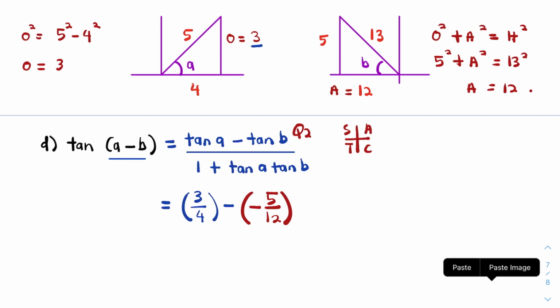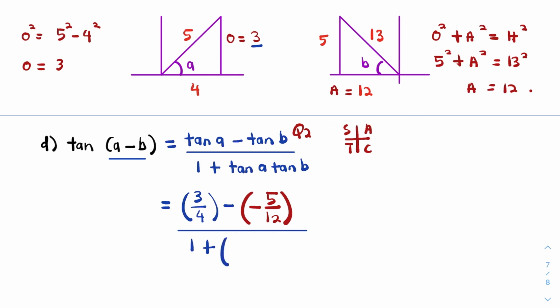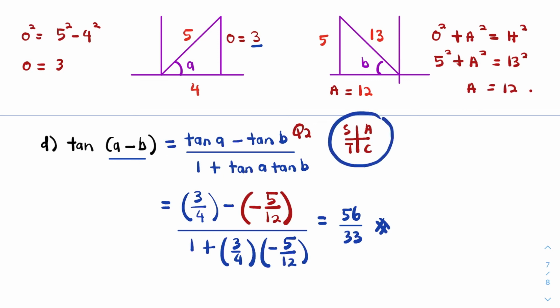And then over 1 plus tangent A, known already, 3 over 4, times tangent B, which is negative 5 over 12. Then simplify, nothing more. So calculate, and you will have your answer as such: 56 over 33. Your final answer. Alright, so to recap, make sure you draw your triangle, make sure you know your missing side, and then make sure you know your add sugar to coffee. Okay.